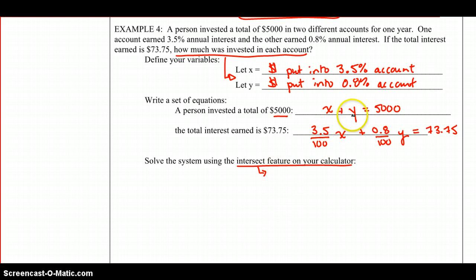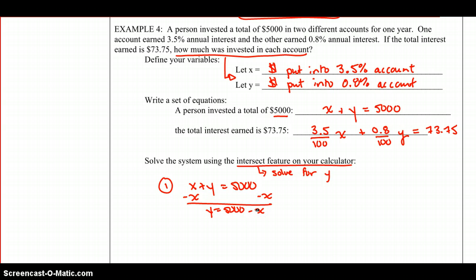Now we're asked to solve the system using the intersect feature on your calculator. To do this, we first need both equations solved for Y. If we take our first equation and solve for Y, we subtract X from both sides, and we get Y equals 5,000 minus X. For our second equation, let's rewrite this. If we take 3.5 divided by 100, we get 0.035X, and if we take 0.8 divided by 100, we get 0.008Y equals $73.75.